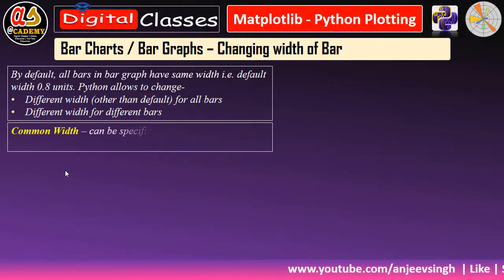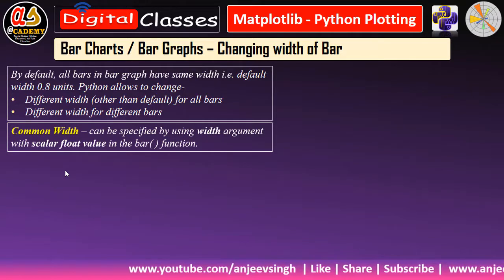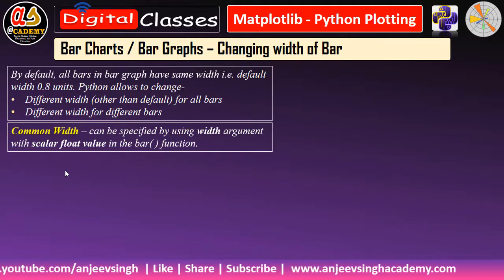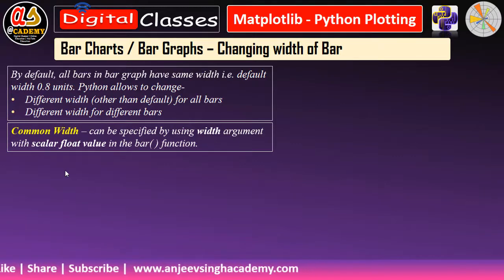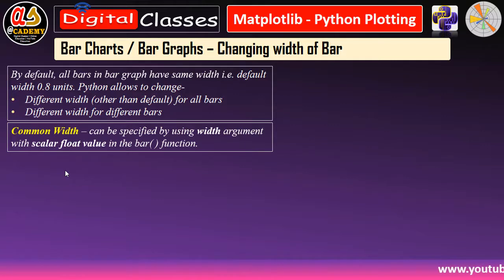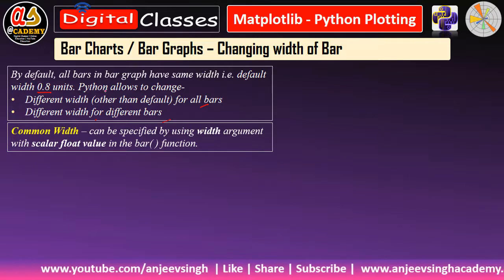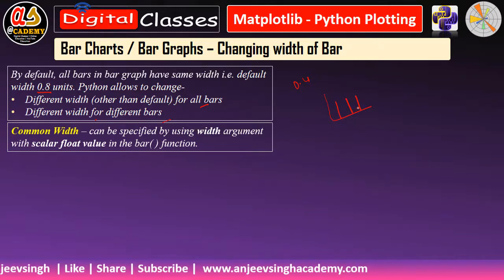Actually, the width of the bar is calculated automatically by Python's matplotlib, this pyplot. All bars have the same width, and the default width is 0.8 units. Python allows you to change the width for all bars, and also different widths for different bars. I want 0.4 instead of 0.8 for all bars, so all bars have the same width.